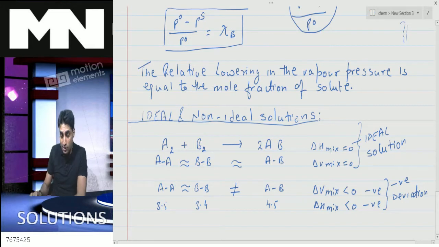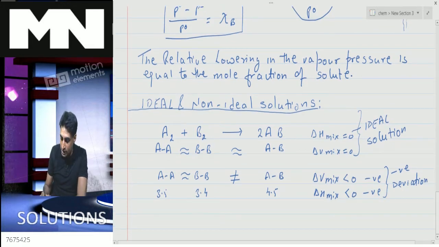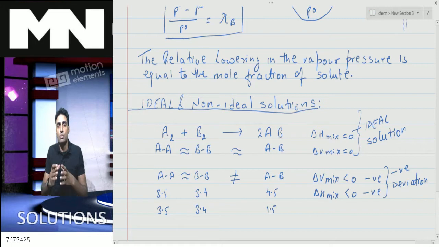Likewise, we are taking another example. Say the attraction between solvent-solvent particles again is 3.5. That between solute-solute particles is 3.4. But the attraction between solute and solvent particles is say 1.5. That is much weaker than between solute-solute and solvent-solvent particles. In such a case, solute and solvent particles will move away from each other. When they move away from each other, they will experience some repulsive forces. That means there will be an increase in the volume. So in that case, we can say delta V of mixing is more than 0.